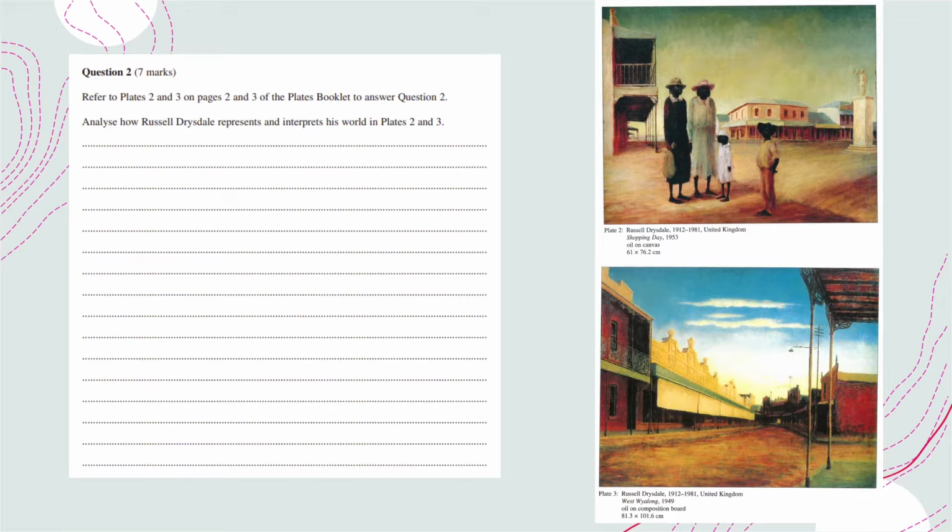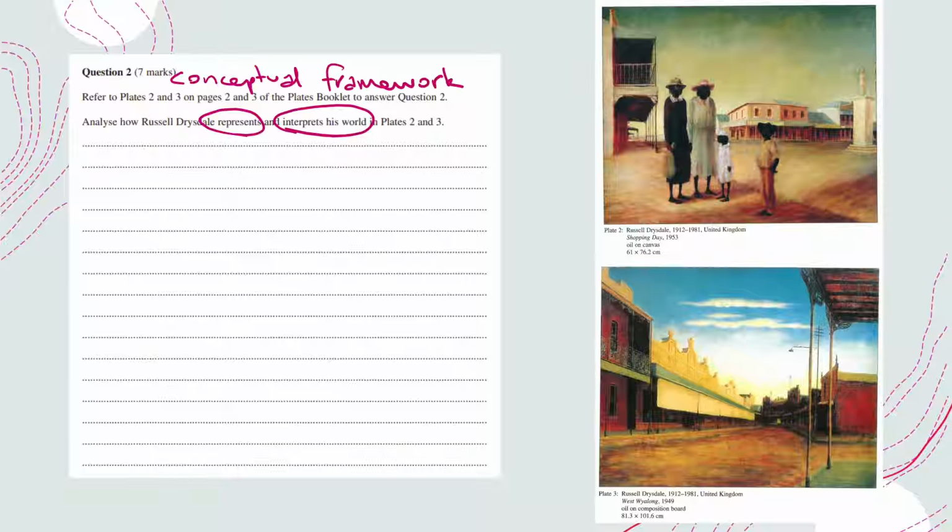Look at question 2 and find the keywords. Which content area is it? These keywords tell us that this is a conceptual framework question. There are 2 artworks to talk about, and there are also 2 points to the question: representation and interpretation. Representation refers to the visual features of the works, such as style, composition, subject matter. Interpretation is how the artist has used these elements to create meaning for the audience.